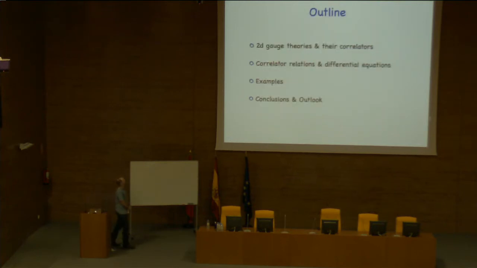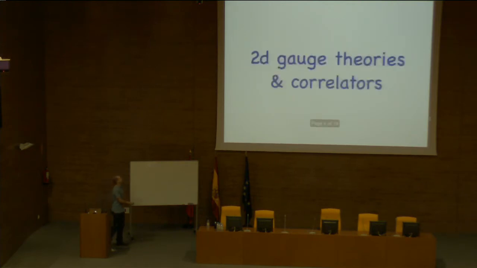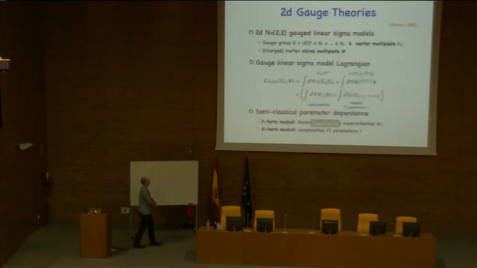Okay, let me get to the first part. So let me get to a brief outline. I will tell you what 2D gauge theories I have in mind and what correlators we are looking at, how we can get from correlators to differential equations, and I'll discuss some examples, and then I come to my conclusions. So to the 2D gauge theories.